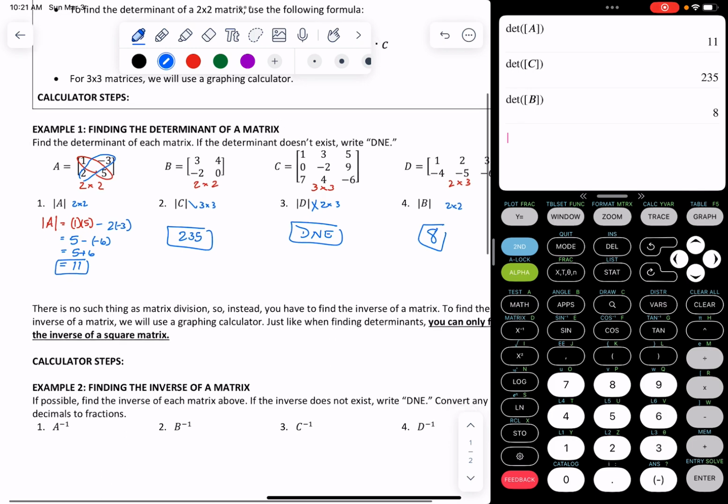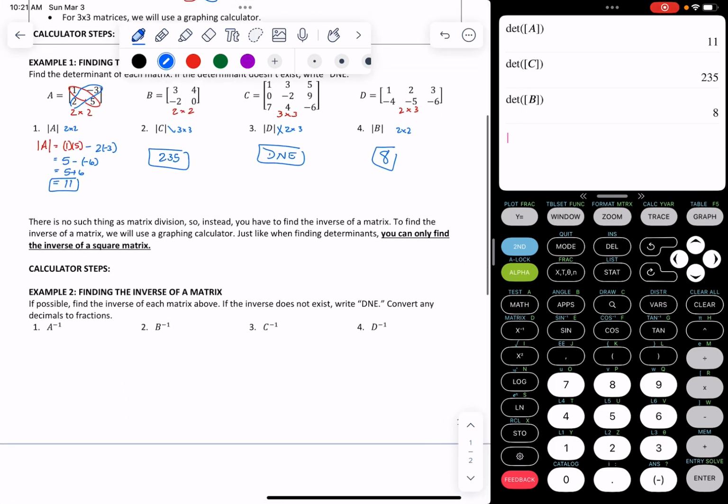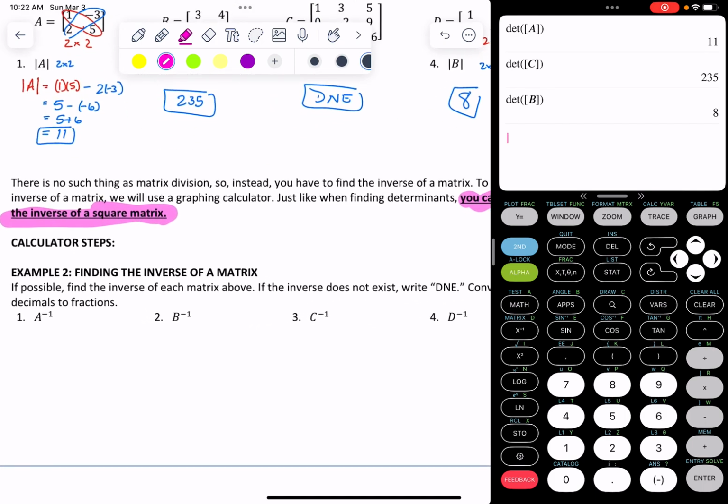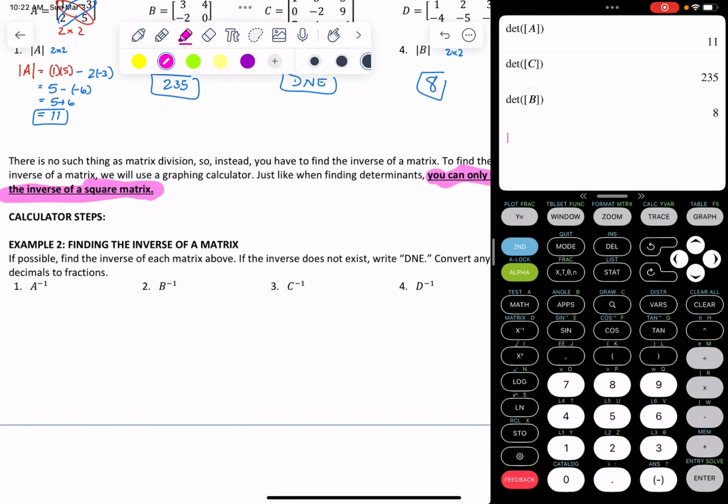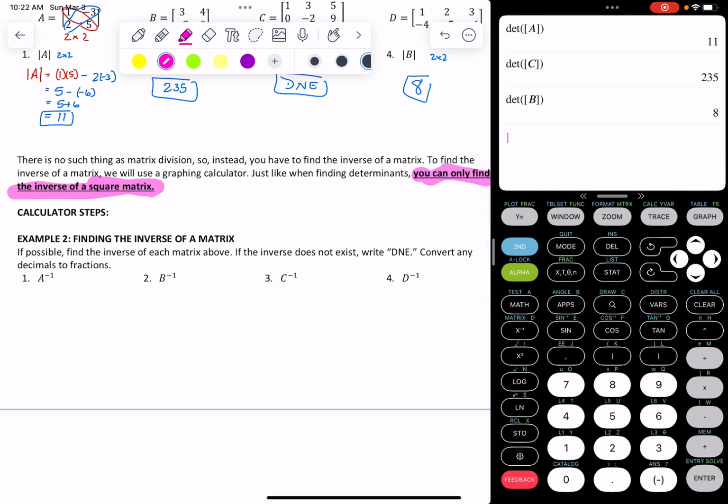Now, in order to find inverses, the inverse of a matrix, we're going to use a graphing calculator. And just like when we did determinants, you can only find the inverse of a square matrix. If it's not a square matrix, we can't do anything with it as far as inverse goes. It says, if possible, find the inverse of each matrix. If the inverse does not exist, say so. D and E, convert any decimals to fractions for these matrices.